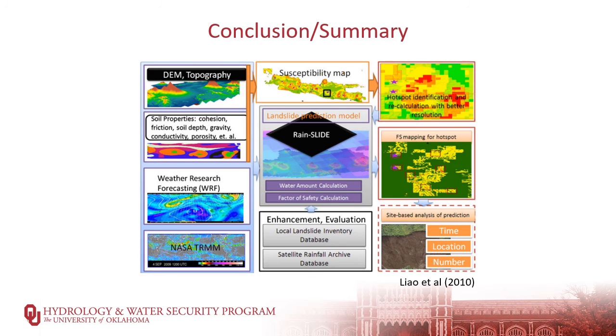And this little figure shows the elevation models, the weather forecasting and susceptibility maps, and then the slide model here in the middle uses this to create these hotspot areas, and they can get a time, location, and magnitude of where these can be predicted.